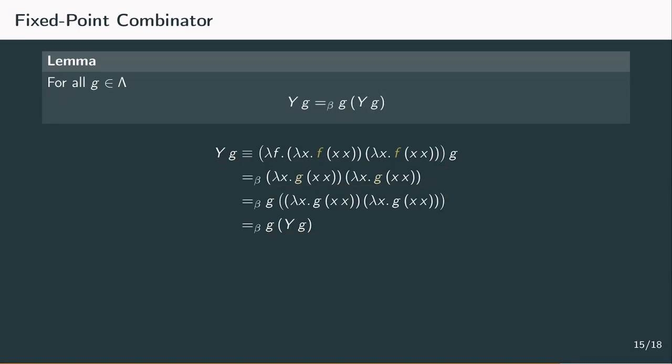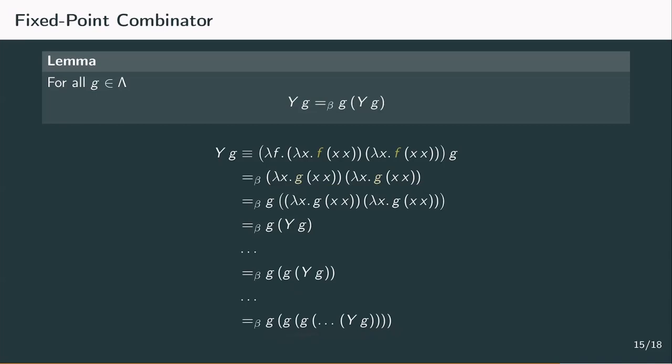Notice that we could continue beta reducing the term Y applied to g, which will always result in g applied to Y g. So with each reducing step, we get one more application of g in the term. That being the case, we also proved that the fixed point term doesn't have a beta normal form. This is to be expected, since we looked at the fixed point combinator with the goal of creating recursion.